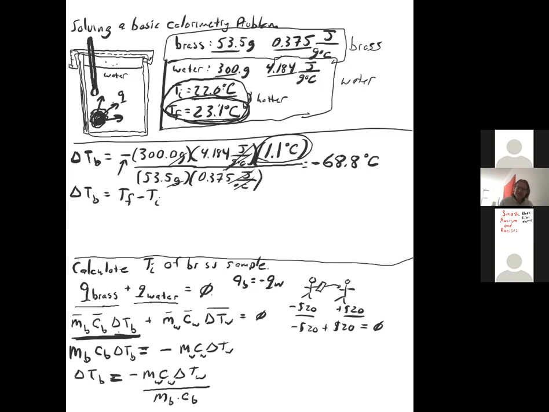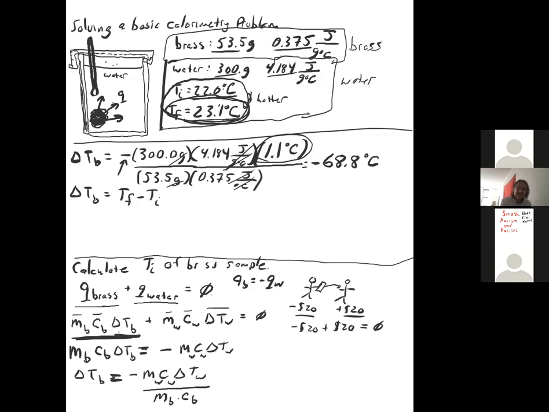So the idea here is, well, why do you get into a hot bath? You get into a hot bath because you want to feel hotter, right? You want your skin to feel hotter. Feels nice, right? Blood flow and all that kind of stuff. So essentially the brass, whatever temperature it started off at, whether it was hot or cold or whatever, eventually it's going to have the same temperature as the water.